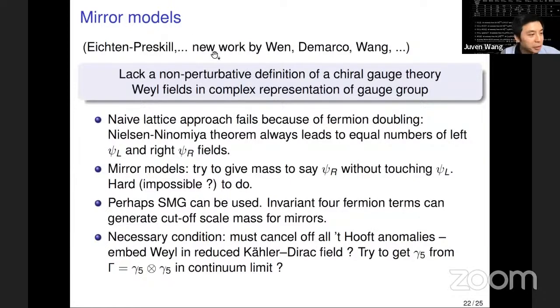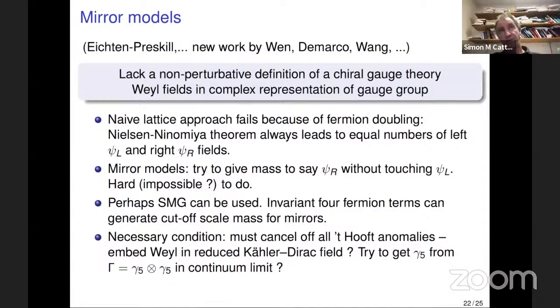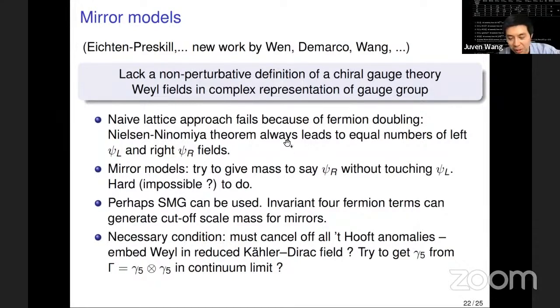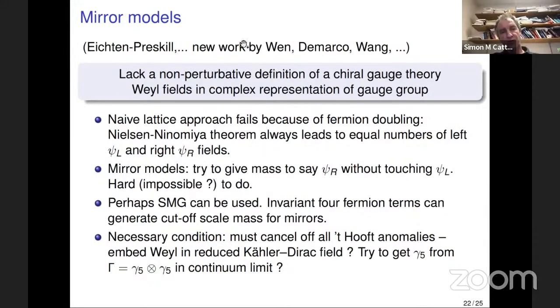A question again there, because earlier you said the Kähler-Dirac is a vector-like theory. Right. But then how do you get a chiral symmetry on those? So that's the question. Let me just, maybe this slide answers your question.